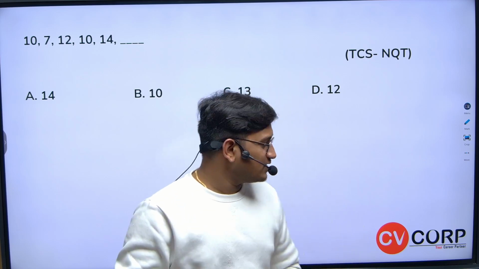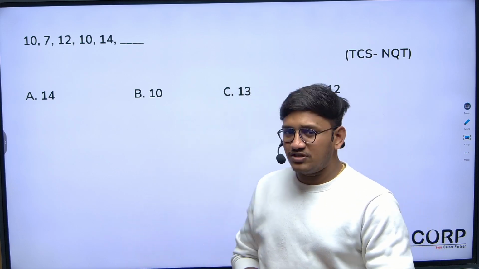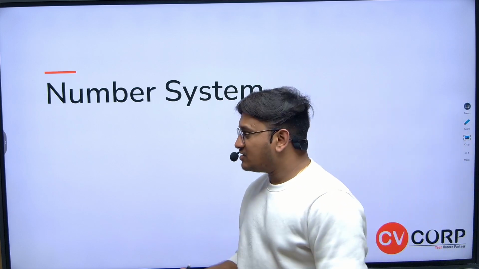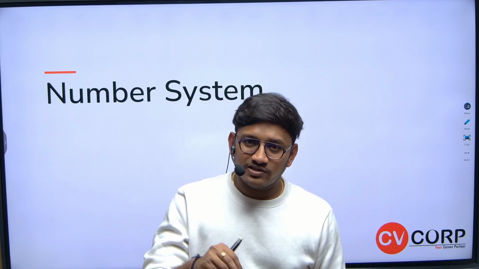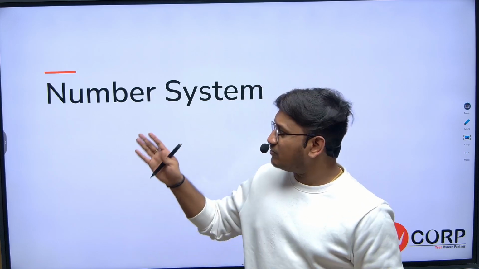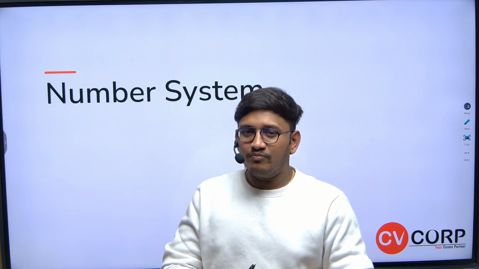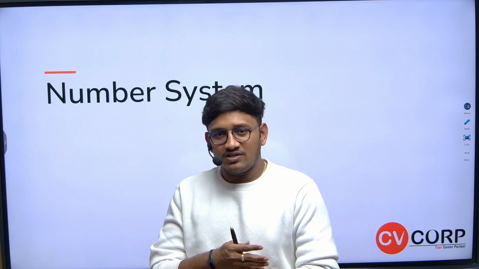So I hope you all got some clarity about this coding and decoding. Without delay, I just wanted to discuss the number system, and in this particular number system, I have seen two questions asked from divisibility rules. Actually, there are so many concepts in number system. We used to discuss almost the complete concept in CV Corp for 5 to 6 days. It will take that long to complete, but we don't have that time.